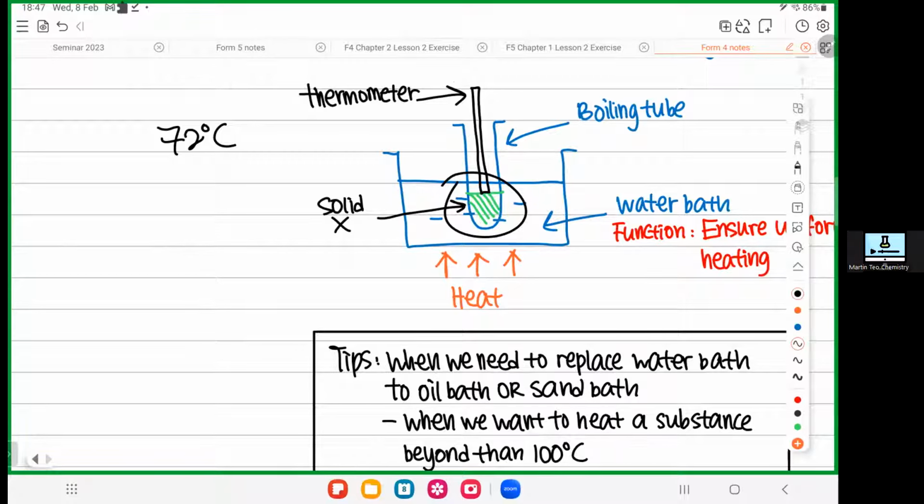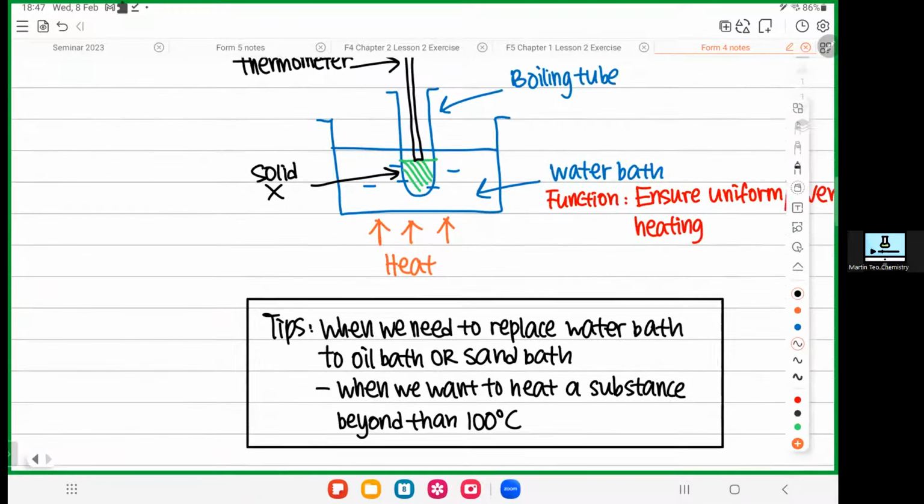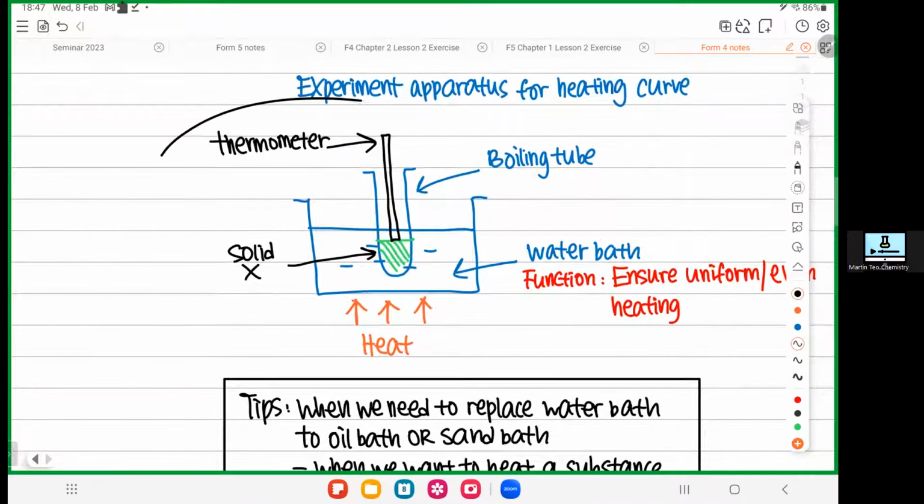Okay, just use water bath, correct? Okay. So if you heat the substance to a temperature below 100 degrees Celsius, then you can use water bath. Only when you heat the substance to a temperature higher than 100, then you use oil bath or sand bath. Okay, simple as that. So now we know already. So this is the experiment for the heating.